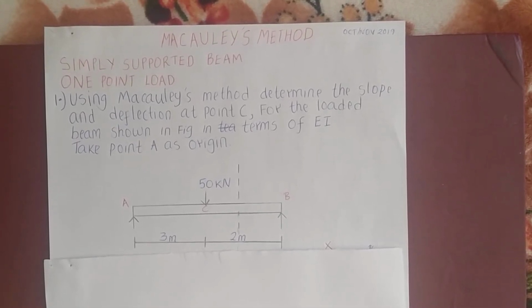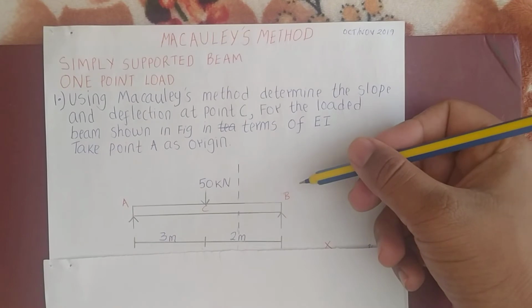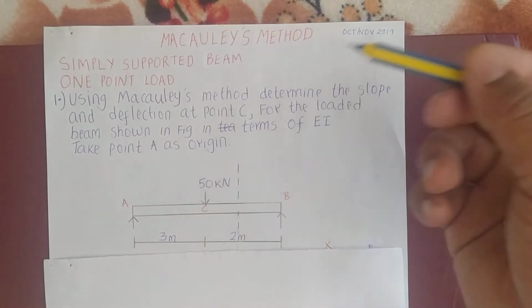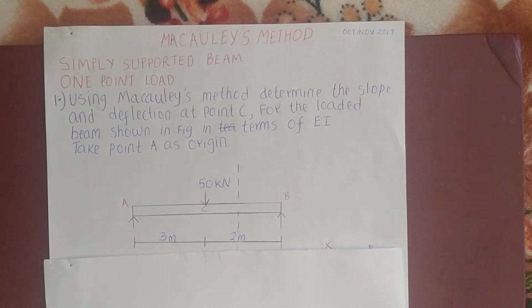In today's tutorial, I'll teach you how to determine slope and deflection at a given point of a beam using Macaulay's method. The beam that we have over here is a simply supported beam that has only one point load. So let's get started. Using Macaulay's method, determine the slope and deflection at point C for the loaded beam shown in the figure in terms of EI.